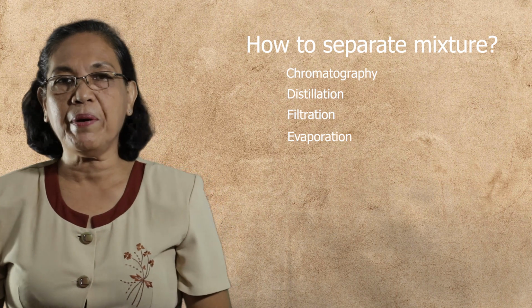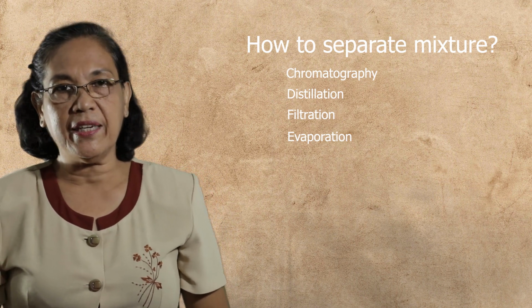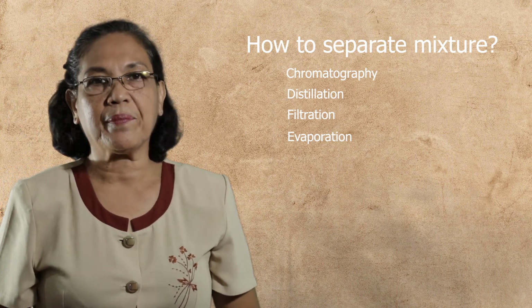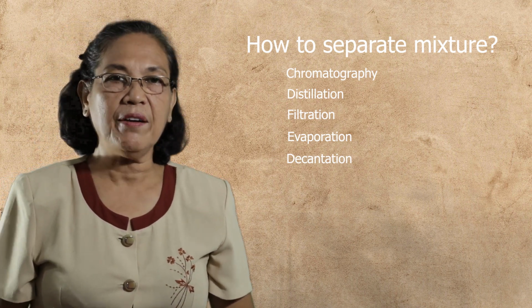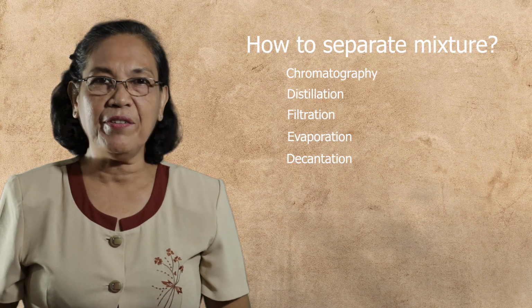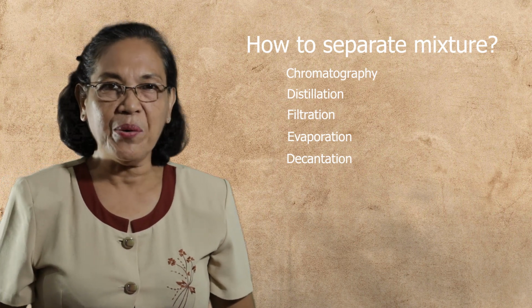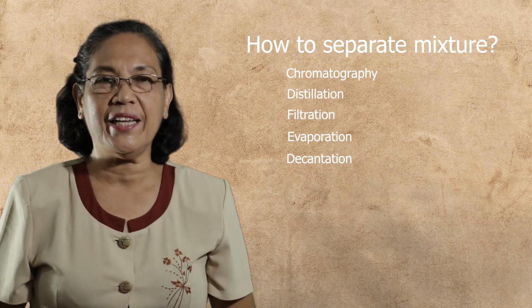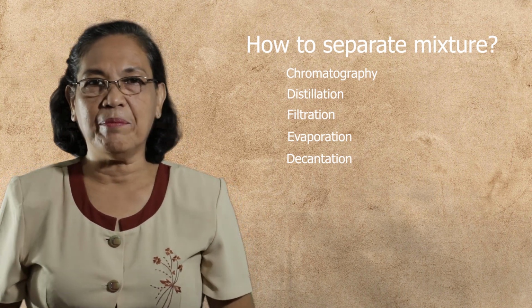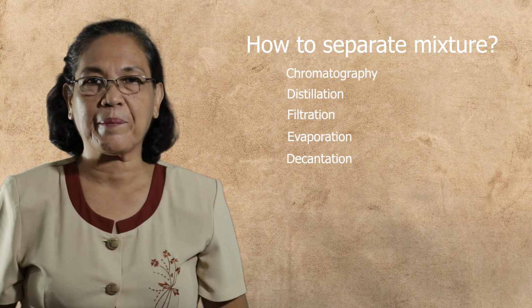Another method of separating a mixture is by decantation. In decantation, this is a separation of a solid from a liquid by carefully and slowly pouring off the supernatant after letting the solid settle down at the bottom of the container.